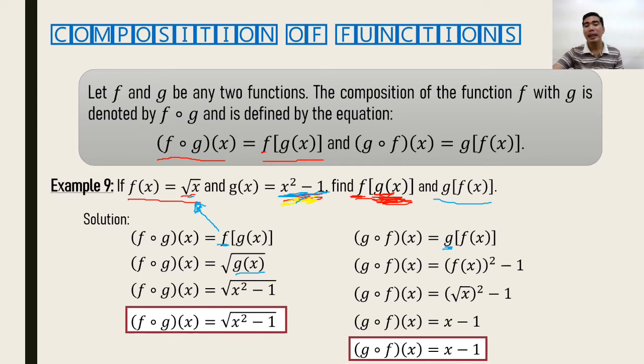Now, in reverse, if g comes first, we will use the function or equation of g of x. Then, what we substitute is from f of x. The value of our f of x is square root of x. So that's why it becomes square root of x. And that's it.